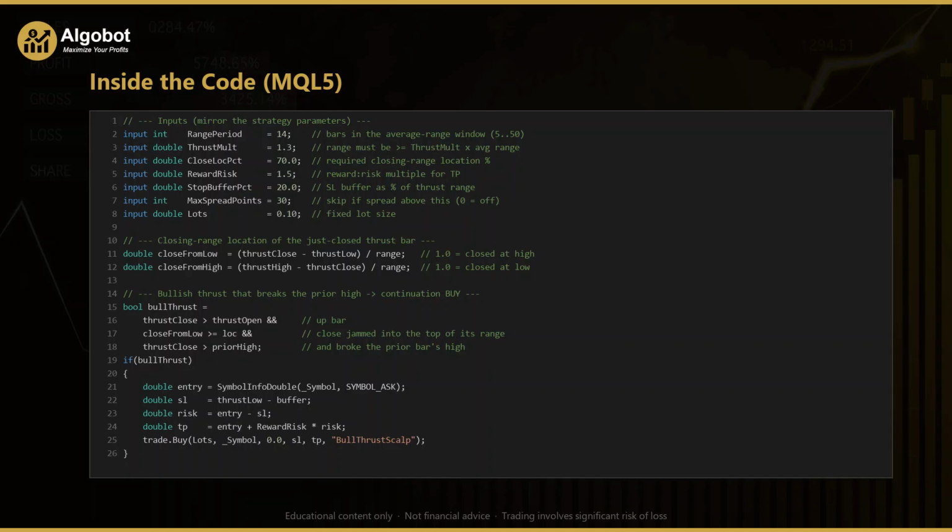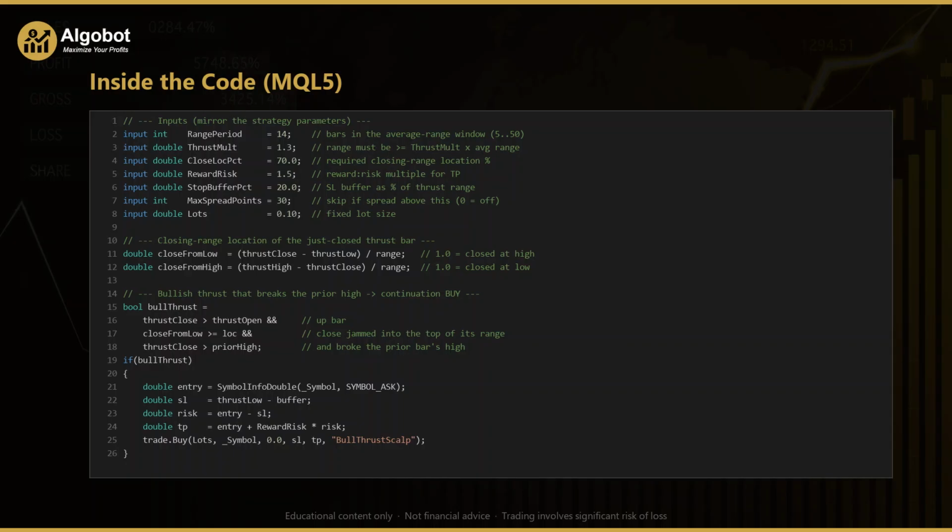Close location percent controls how close to the extreme the candle must finish. Push it toward 95, and only the most one-sided candles qualify. Reward risk sets the take-profit distance as a multiple of the measured risk. Stop buffer percent adds a small cushion beyond the candle's extreme for the stop. Max spread points blocks entries when trading costs are too high, and lot sets the fixed position size. Below the inputs is the core signal logic.